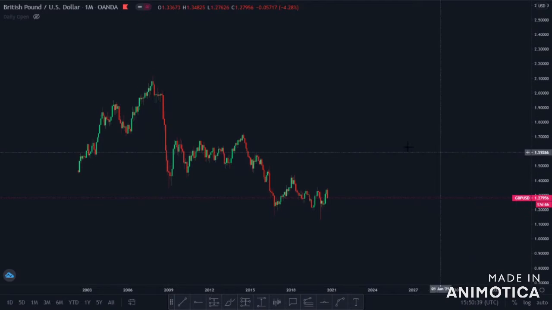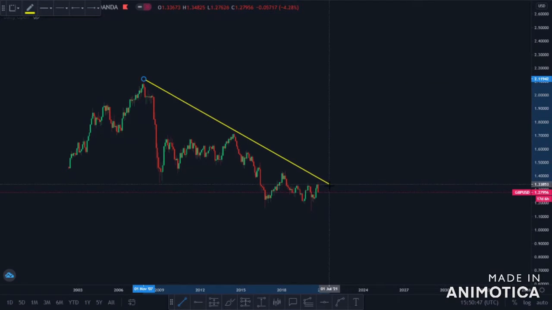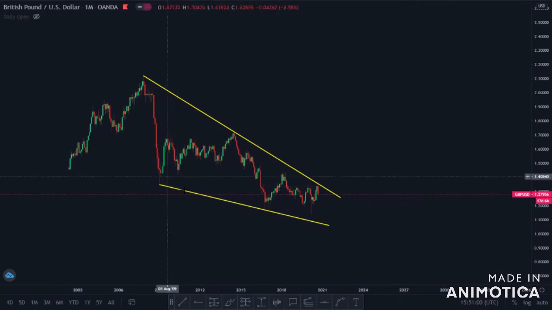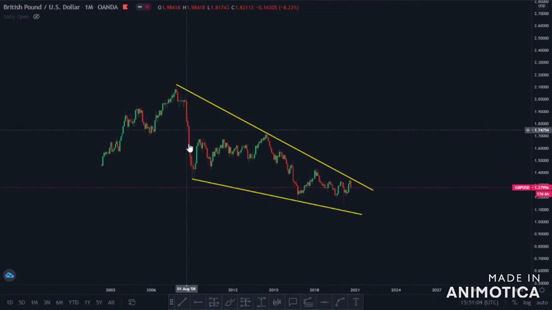What I like to do is mark out my outer structure. After that we have our outer structure right here, and right here. This move right here is one large correction, but within that we have an impulse, a correction, an impulse, and a correction.